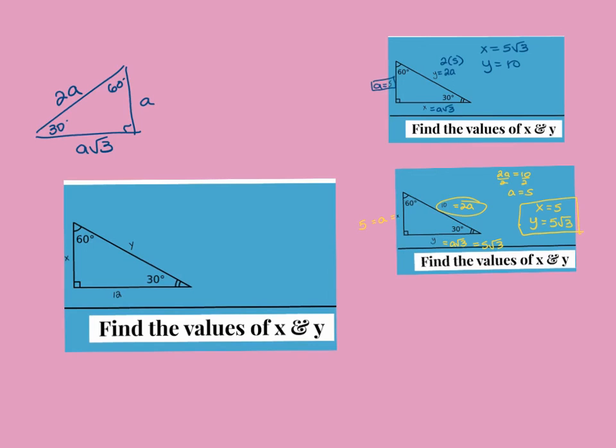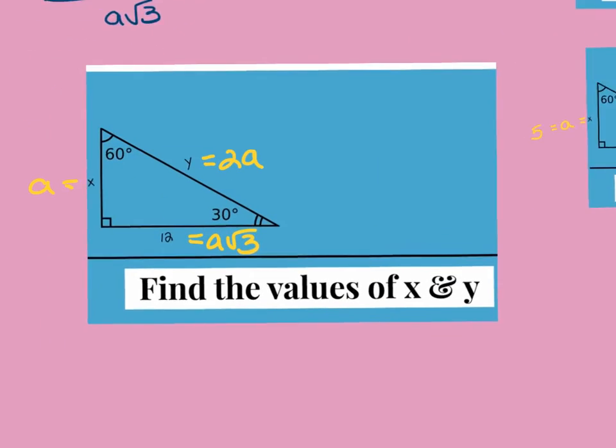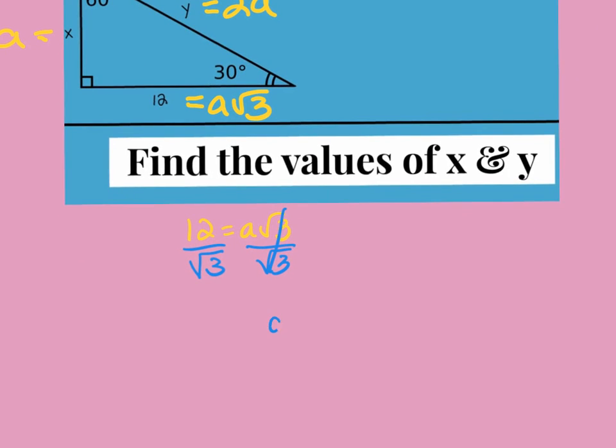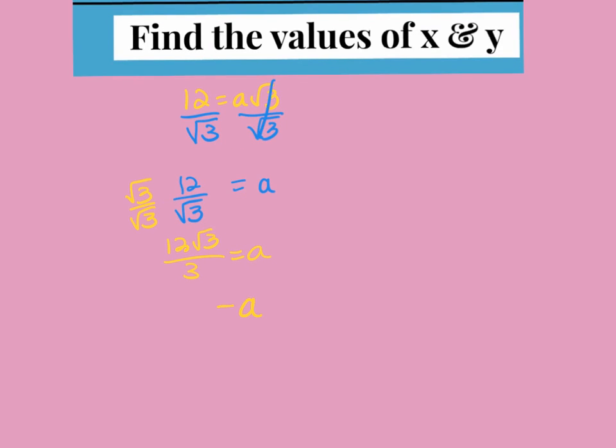What goes where? Where's the A go? Where the X is. Where's the A root 3 go? 12. Where's the 2A go? Y. Okay, now which one did I give you? This is the hardest one, right? I gave you the bottom, so I gave you 12 equals A root 3. Then I have to divide them both by square root 3. These cancel, and I get A equals 12 over root 3, times root 3. I multiply both root 3 and root 3, and I get 12 root 3 over 3, which is 4 root 3.